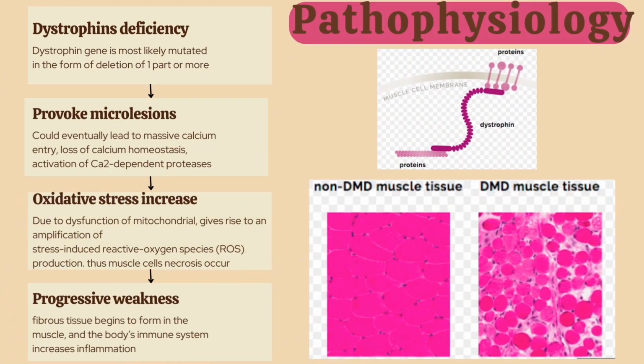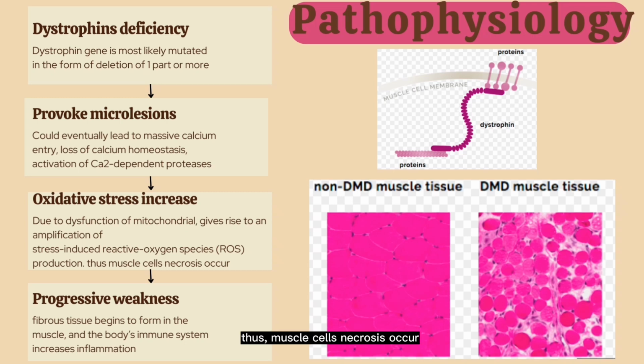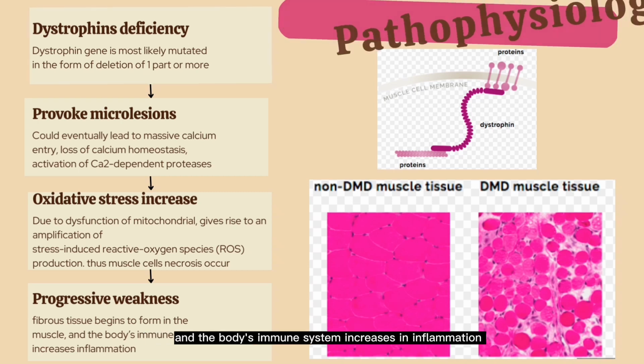Now, let's look at the pathophysiology of muscular dystrophy. It happens because of dystrophin deficiency, as the dystrophin gene is most likely mutated in the form of deletion of one part or more. This will provoke microlesions because of damage to the sarcolemma whenever an eccentric contraction happens. That could eventually lead to massive calcium entry, loss of calcium homeostasis, and activation of calcium-dependent proteases, and then this will cause mitochondrial dysfunction and give rise to oxidative stress. Thus, muscle cell necrosis occurs, and when the muscle tissue has been unused for a long time, fibrous tissue begins to form in the muscle, and the body's immune system increases inflammation.